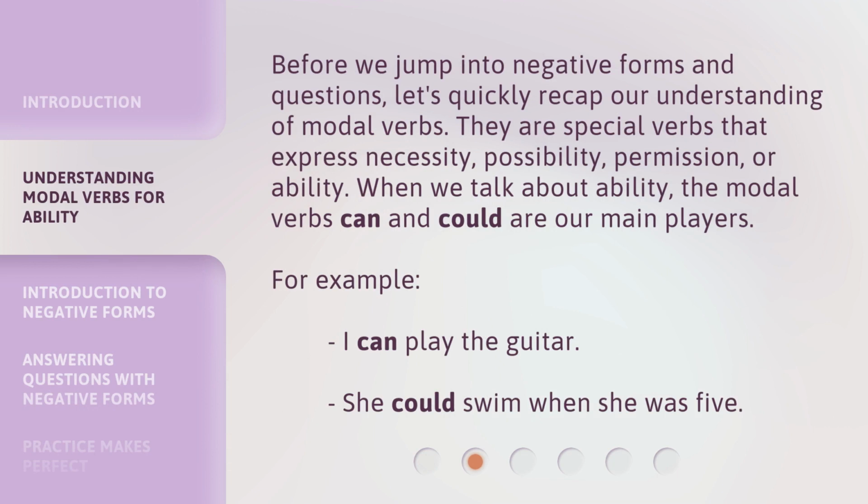Before we jump into negative forms and questions, let's quickly recap our understanding of modal verbs. They are special verbs that express necessity, possibility, permission, or ability. When we talk about ability, the modal verbs can and could are our main players. For example, I can play the guitar. She could swim when she was 5.